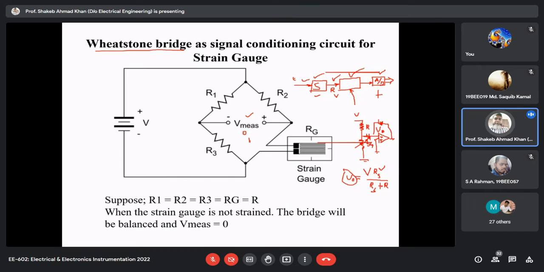So this voltage is proportional to the strain. Are you okay? Yes, sir.